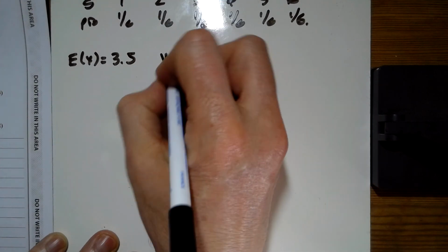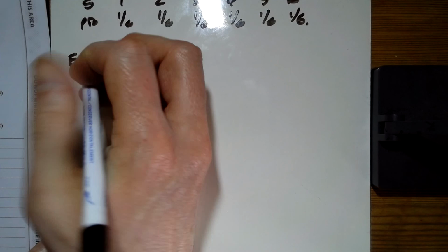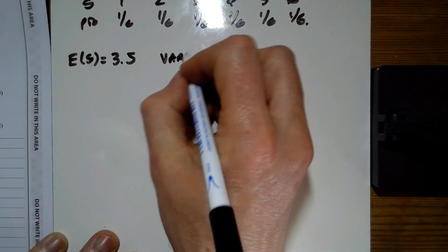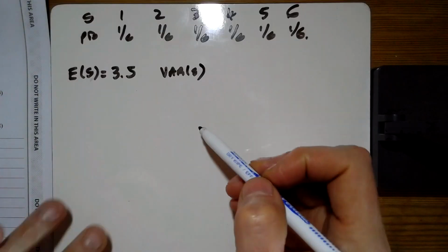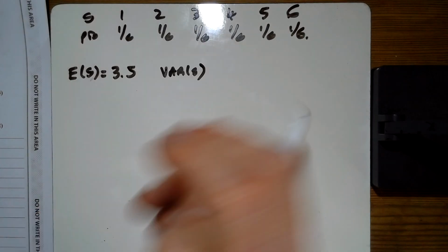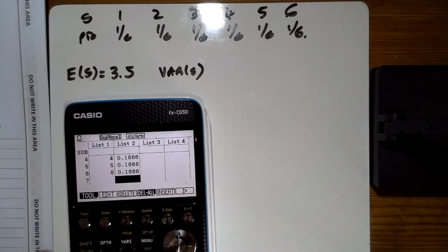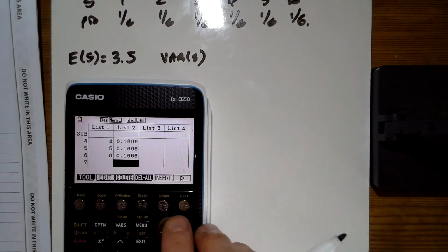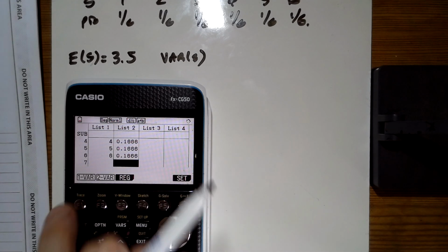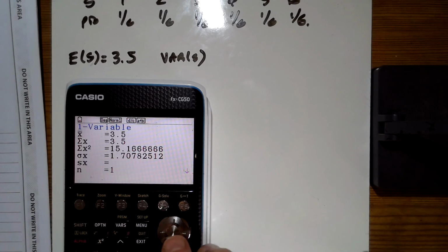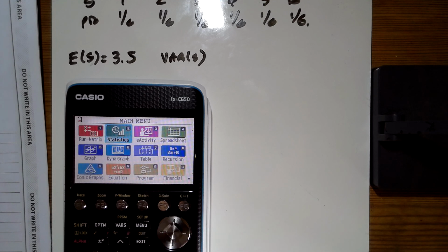And the variance, I put X there, didn't I mean S? The variance, so if you did want to do the formula for that, sort of this times this and work it all the way through, I'll just do it on the calculator quickly here then, putting all the values in there and calculate one variable statistics. I've got 1.707 as my standard deviation.